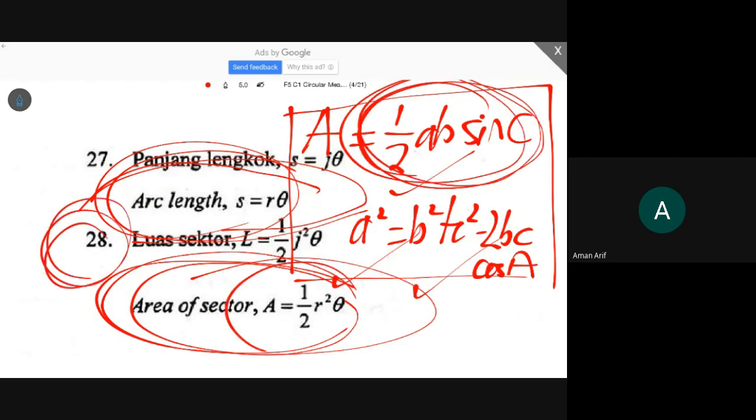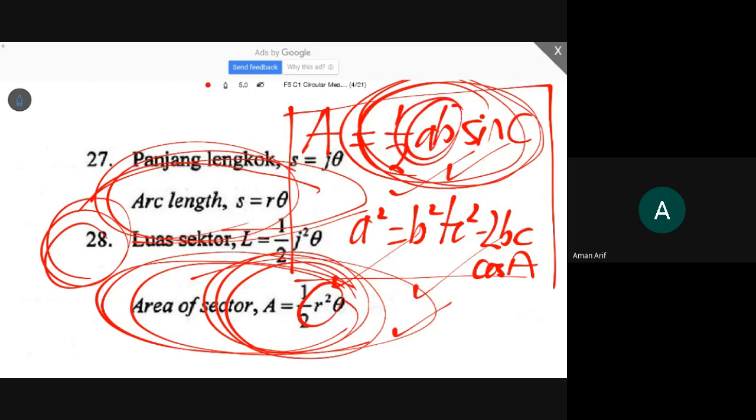28. Can you see the similarity over here, guys? Boleh nampak persamaan di atas, yang ni dengan yang ni. Okay, you can see the similarity, right? R square is basically your AB over here. Yes, constant 1 over 2. Correct. And theta here. Theta, guys, can you remind me all the theta here?